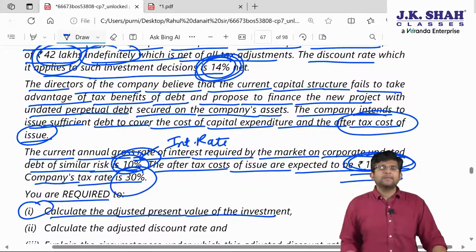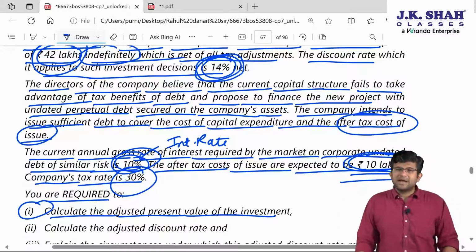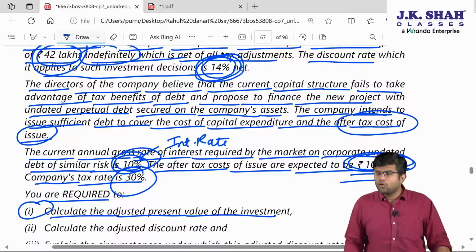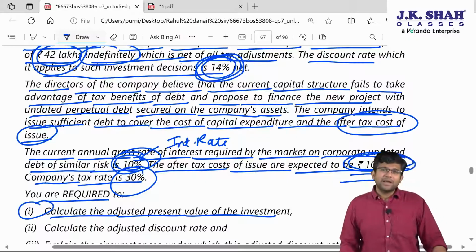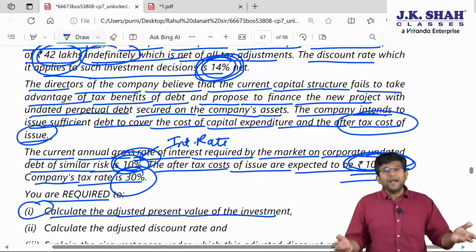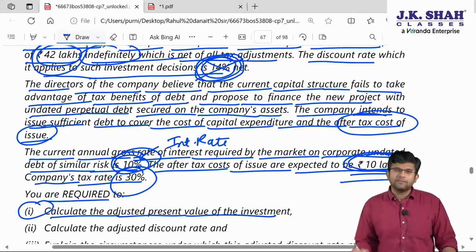We cannot take this 14%, because that 14% will no longer hold true, as the financing is changing. It is no longer KE now. Everyone clear? We are going for debt financing. So this goes out of the picture.